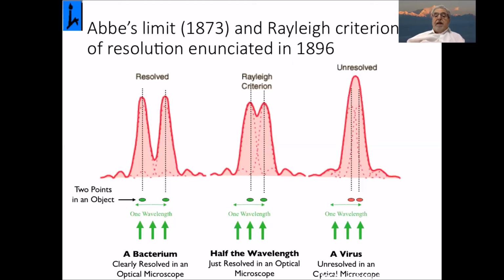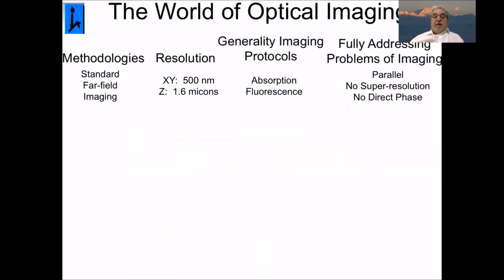If the object is, let us say, a virus, then the 2 points from the 2 ends of the virus, let's say the COVID-19 120 nanometer virus, would be too close to each other to be able to actually image them. And the 2 lobes that you see over here would overlap, and it would be unresolvable in an optical microscope, and so one would have to go to an electron microscope.